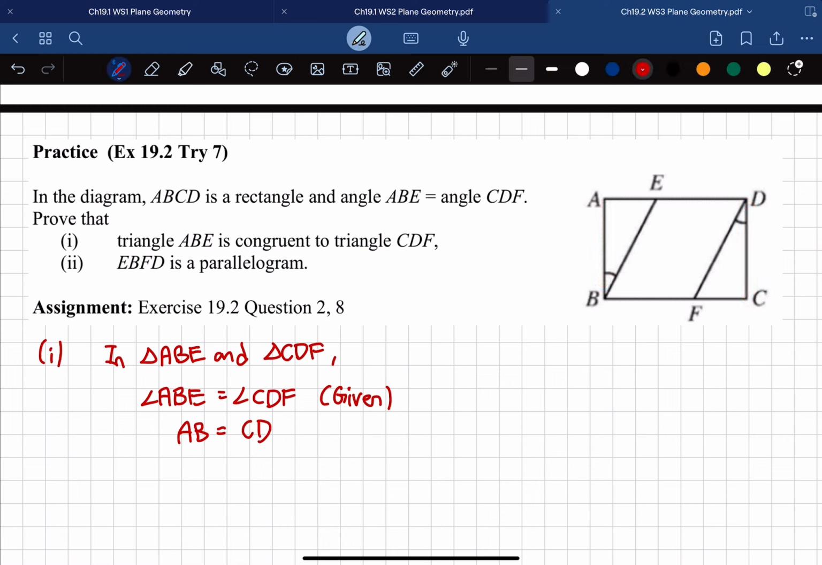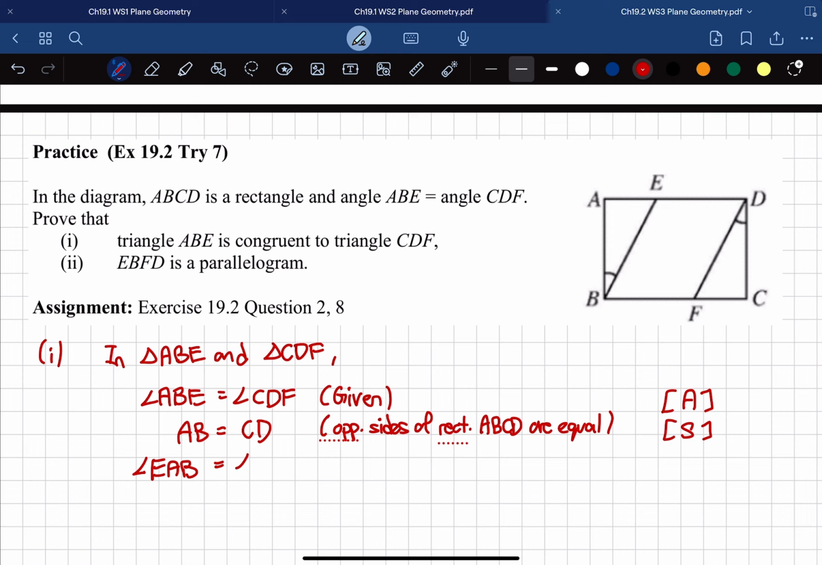AB is equal to CD, and this is because opposite sides of rectangle ABCD are equal. Okay, this is the S. Then the last one, the last angle here, I know that angle EAB is equal to angle FCD, and this angle here is 90°, and the reason is because these are interior angles of rectangle ABCD. Okay, this is the last angle A.